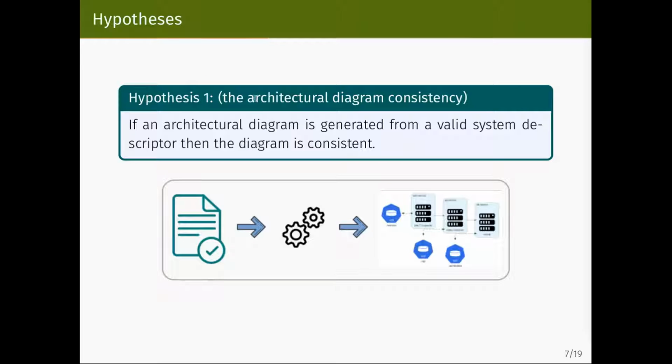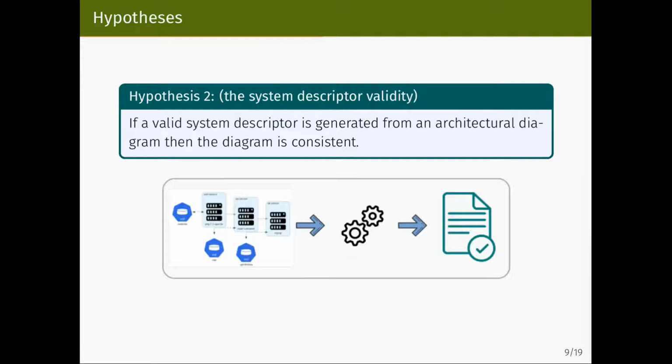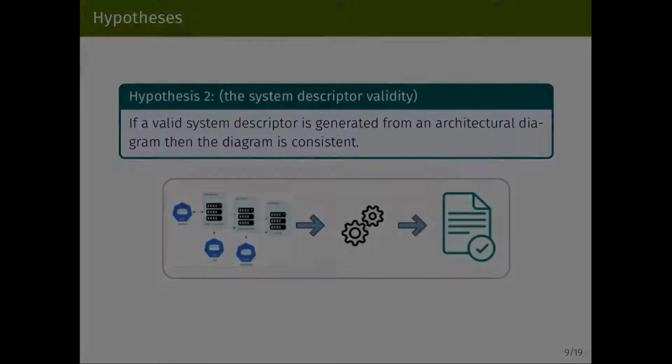We formulated the following two hypotheses. Hypothesis 1: If an architectural diagram is generated from a valid system descriptor, then the diagram is consistent. Hypothesis 2: We state that if an architectural diagram has accurate enough data to generate a system descriptor that is valid and executable, then this diagram is consistent.